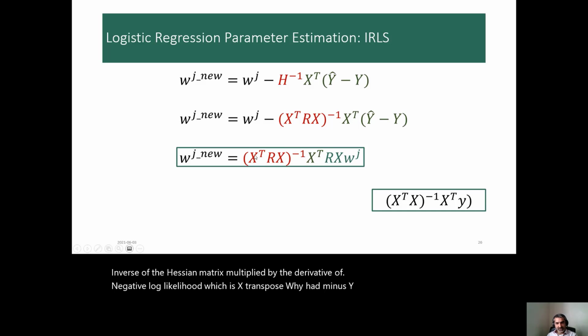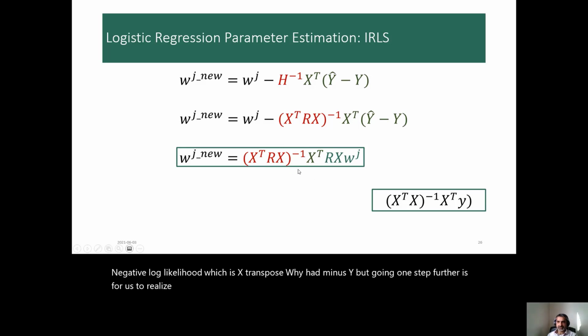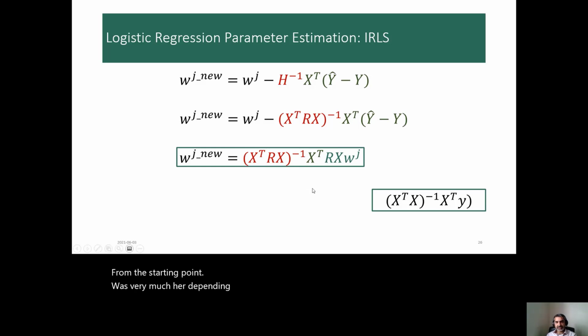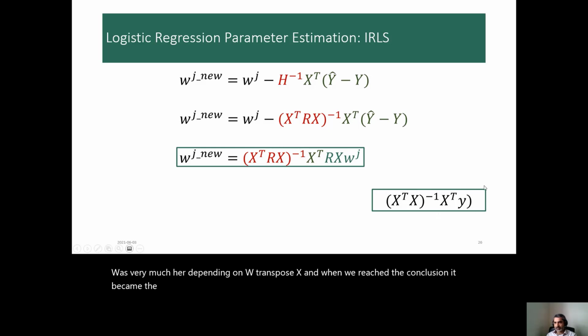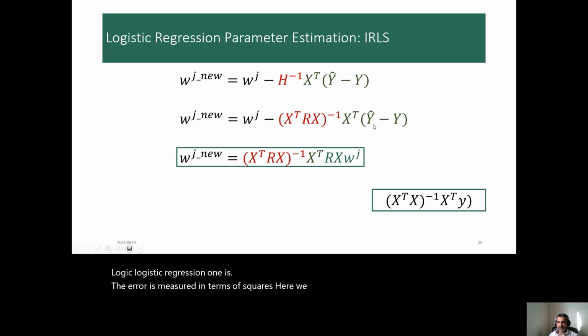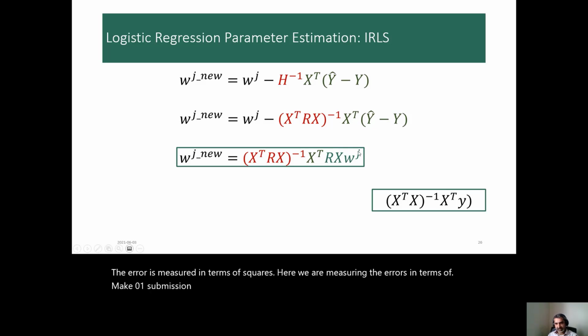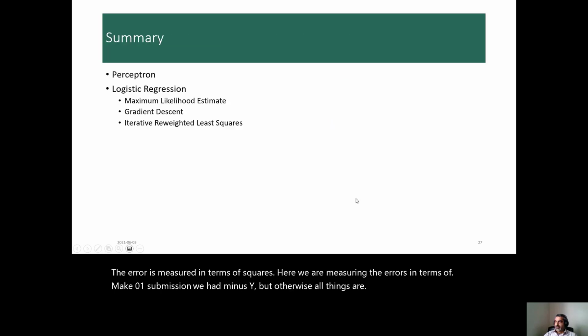But going one step further is for us to realize that even the logistic regression solution from the starting point was very much depending on W transpose X, and when we reached the conclusion, it became the normal equation that we used for regression. So essentially, we are doing the same thing for regression and logistic regression. One is where the error is measured in terms of squares. Here we are measuring the errors in terms of 0, 1 summation Y hat minus Y, but otherwise all things are connected and the same.